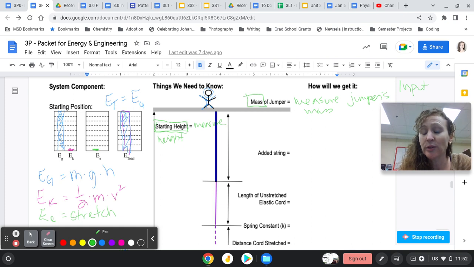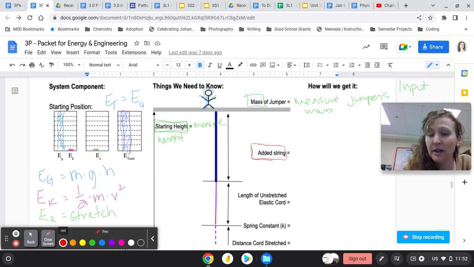Okay, how much string are we going to use? We don't know this. Actually, this is going to be our end calculation. This is the big thing that we're going to figure out in the very end. So I'm going to box it or highlight it in red so that I know I don't know this yet. And this is going to be my final calculation.